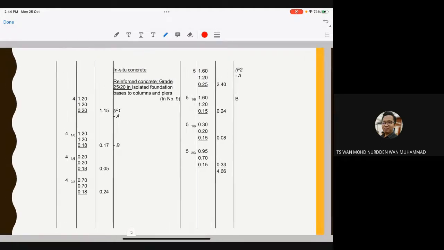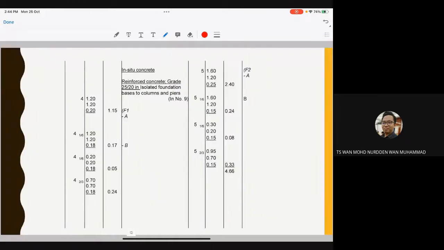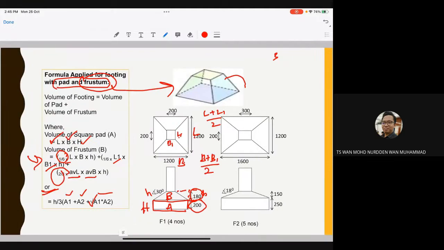Okay, this is the example that we did, I take this one. Reinforced concrete grade 25 in assorted foundation bases to column and piers in number 9, which means that there are 9 numbers of this kind of column. So F1, they do this: 1.2 times 1.2 times 0.2. Where is the 0.2? Which means this one.